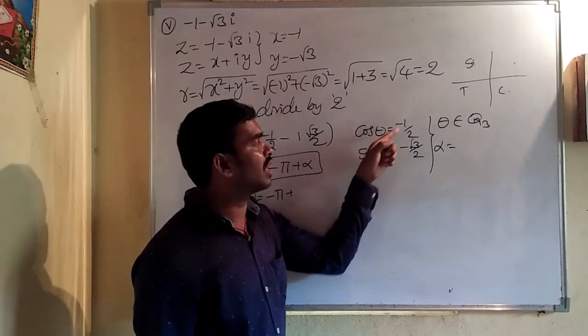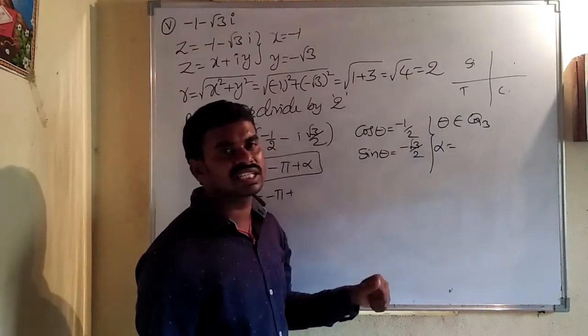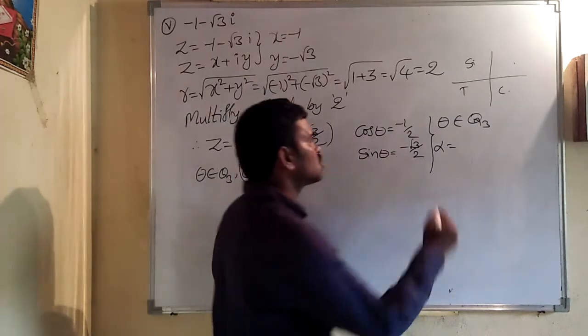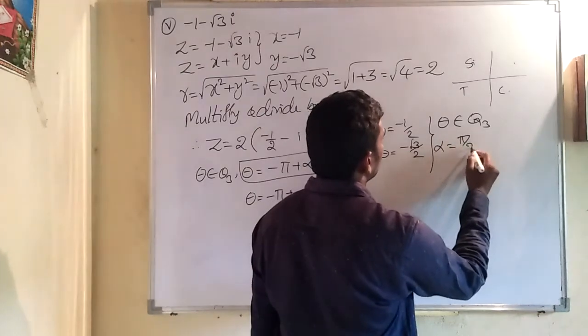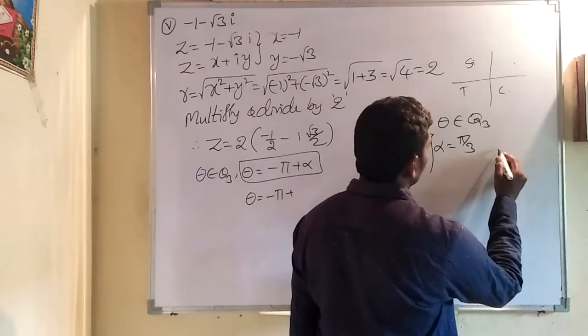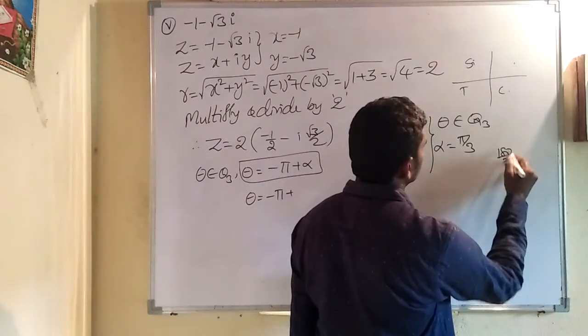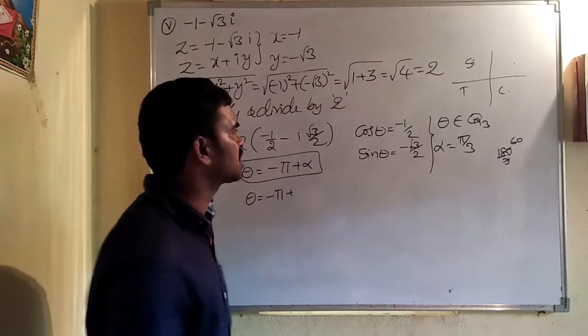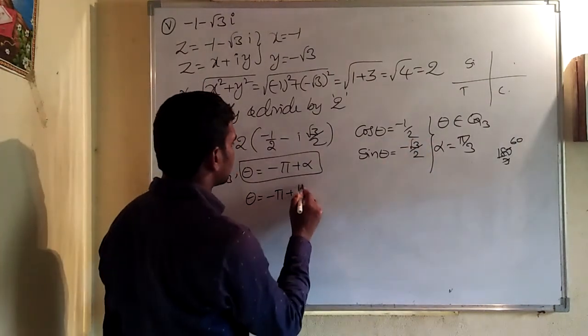Cos 60 is 1 by 2. So at 60 degrees, cos is 1 by 2. What about sine? Sine 60 is root 3 by 2. So angle 60 degrees means pi by 3. Pi means 180, and 180 by 3 means 60. So 60 degrees means pi by 3, and pi by 3 means 60 degrees. So alpha value is pi by 3.